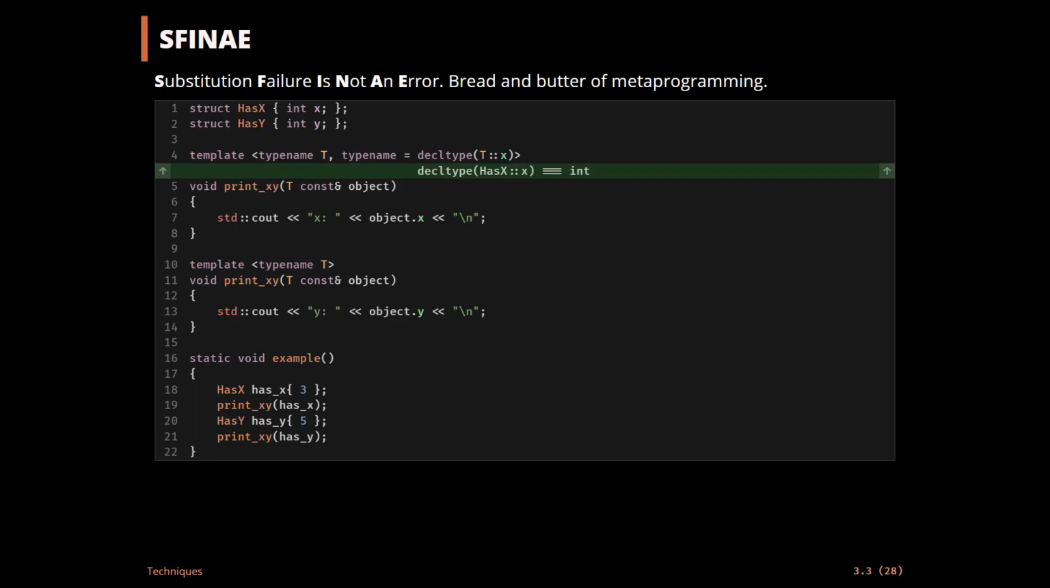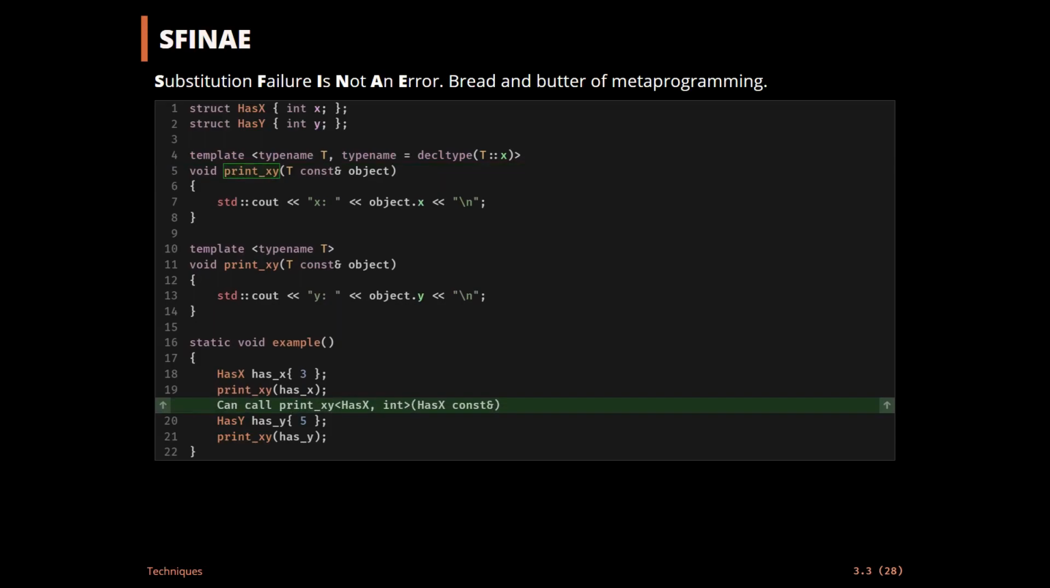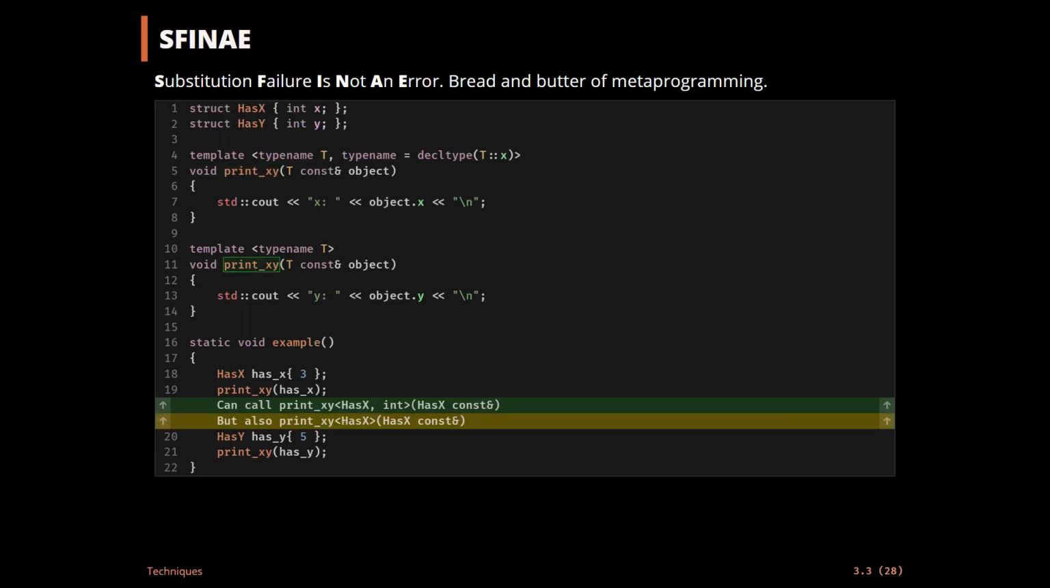We defined x to be an int, so this will work, right? So it can call print xy with has x and an int as the template parameters, and then it takes that as a reference. Now, will this compile? Right, it can call this, but will this be a compile error or not? Who thinks that it's not a compile error? Who thinks it is a compile error? You're correct! It's a compile error!